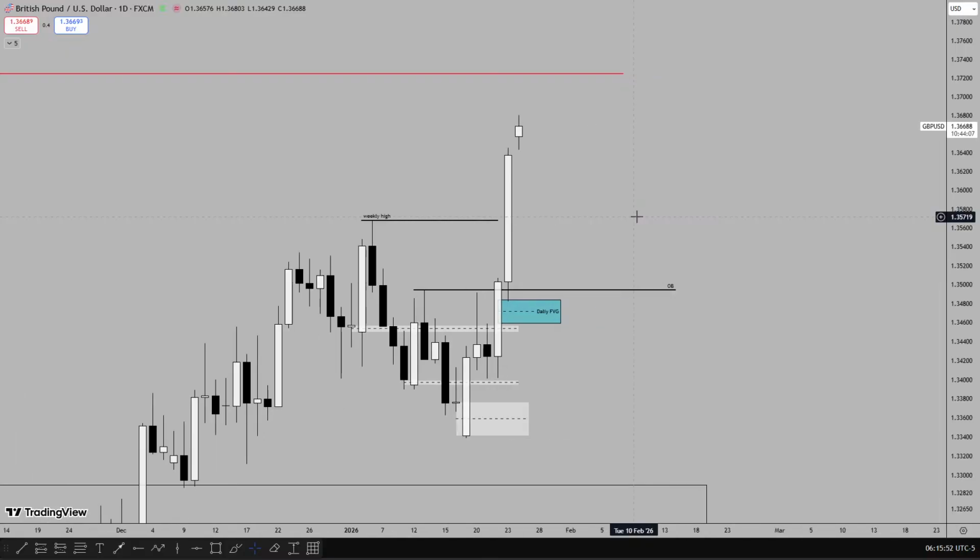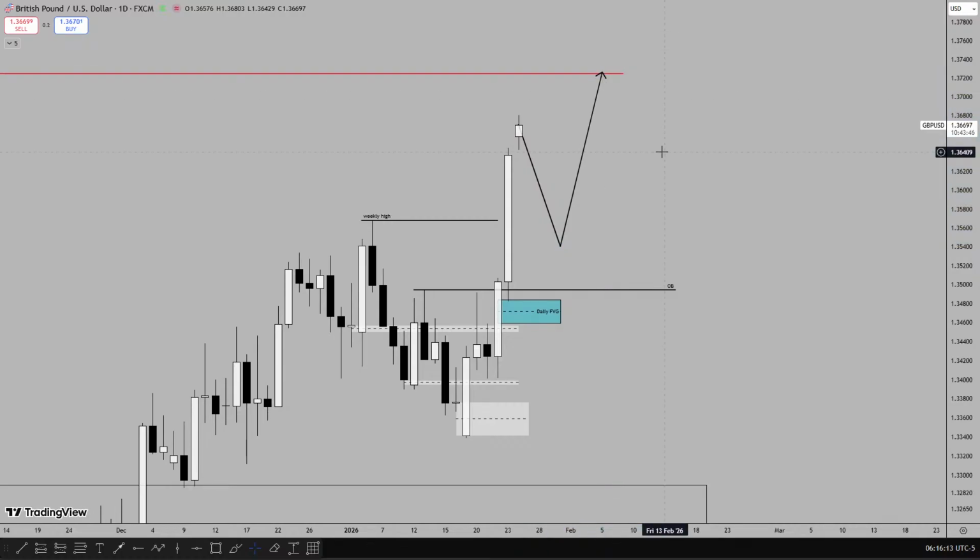Daily time frame, still the same idea. Pay attention to the daily time frame. I've talked about it, that we want to see a retracement to a daily point of interest. Draw on liquidity should be the buy side liquidity.